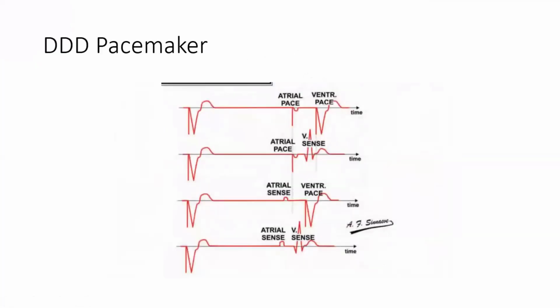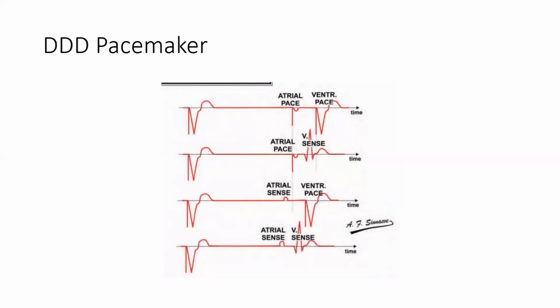Now we go to the DDD pacemaker. We finished the single chamber pacemakers review, so we'll go to the DDD pacemakers. What's meant by a dual chamber pacemaker or DDD pacemaker? The first D means pacing in both atrium and ventricle. The second D is sensing in both atrium and ventricle. The third D is inhibition and triggering.